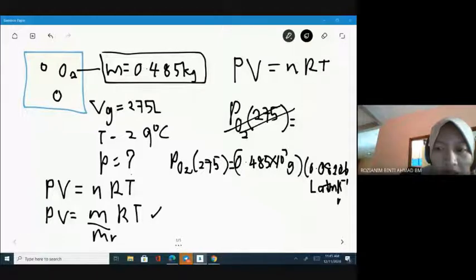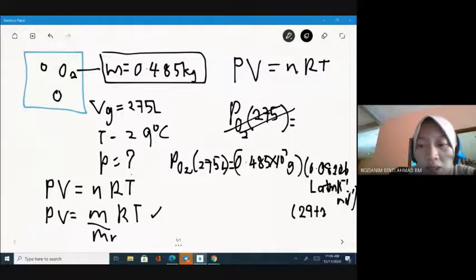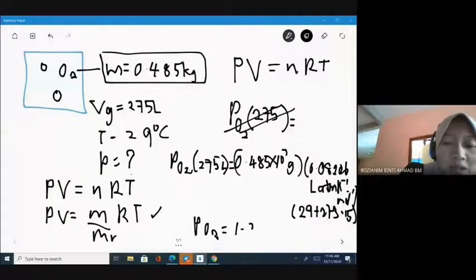Why did I choose 0.08206? Because the volume is in liters. And then it must be times the temperature. Your temperature must be in Kelvin, 29 plus 273.15. So press your calculator. Can you get the similar answer as 1.37 atm?